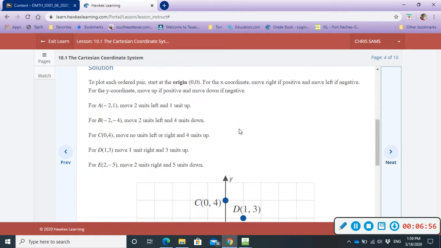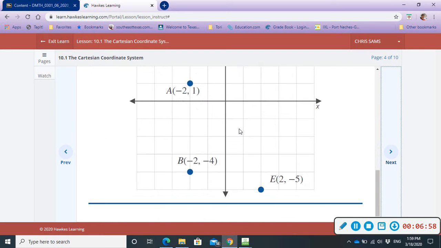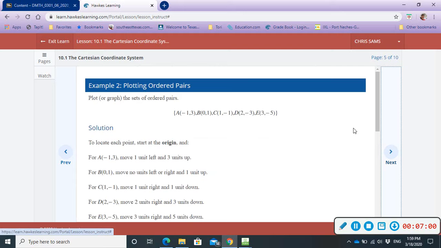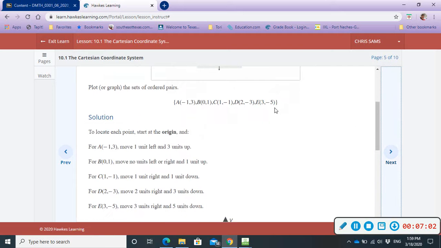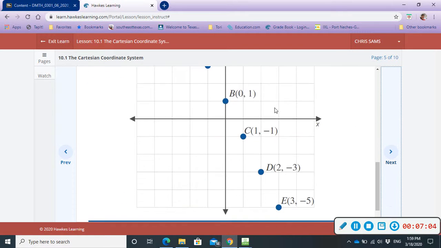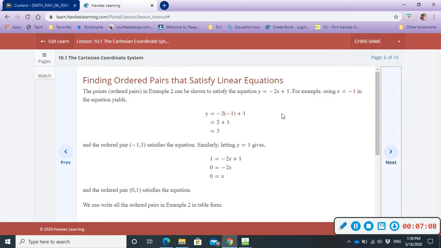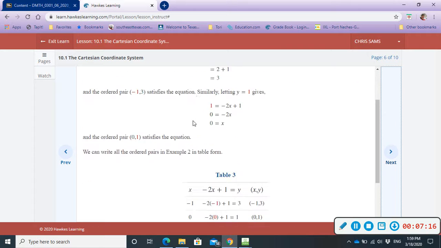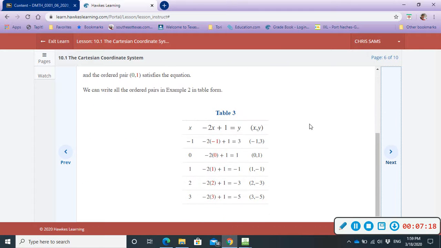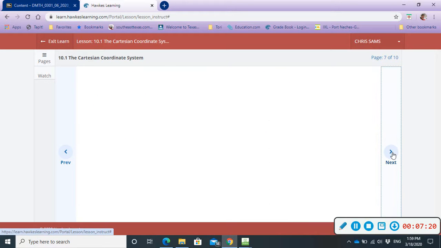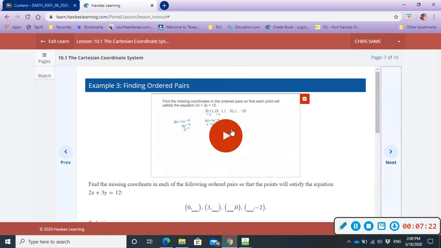Okay, so here are some examples that they give you. You kind of look over those. There's some more: plotting points, picking out which one is in which quadrant. Finding ordered pairs that satisfy the solution, so they'll give you some number to plug in, either x or y, and you find the other. Here's a table of that. We'll do our own examples here shortly in Hawk.